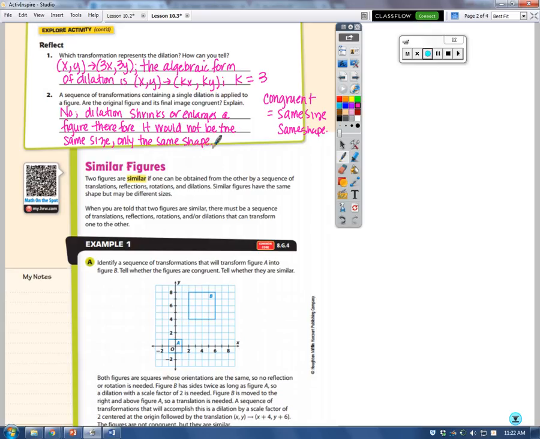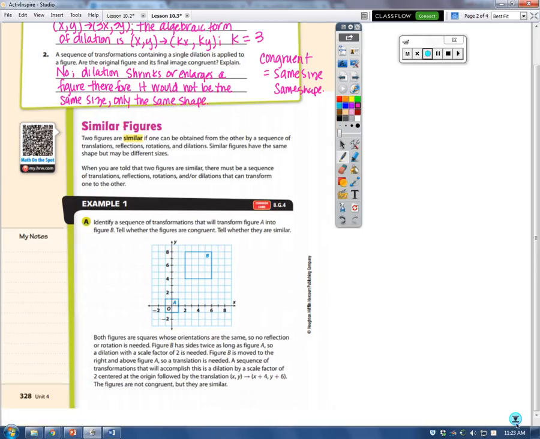Okay. So we're actually going to move on to the next part here, example 1, which talks about similar figures. These examples are really, really wordy, so I'm going to skim through them a little bit and give you the essential information from them. First of all, it's going to remind us what similar figures are.